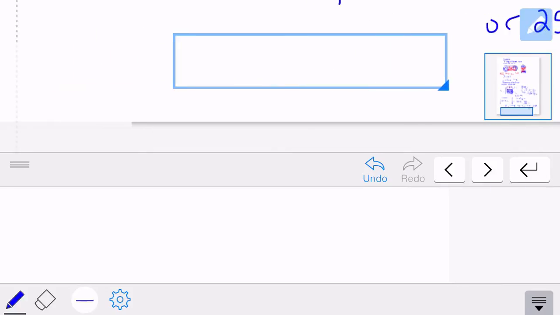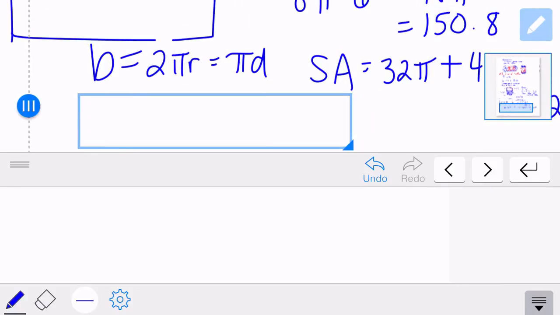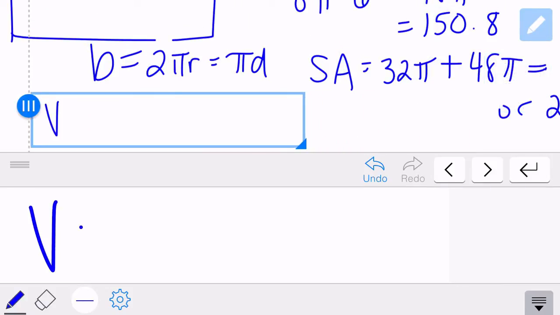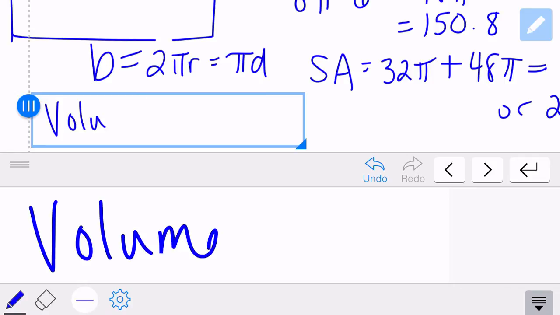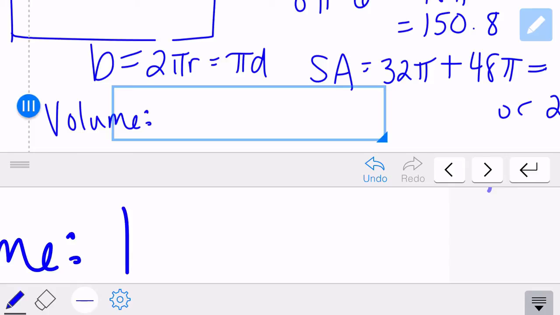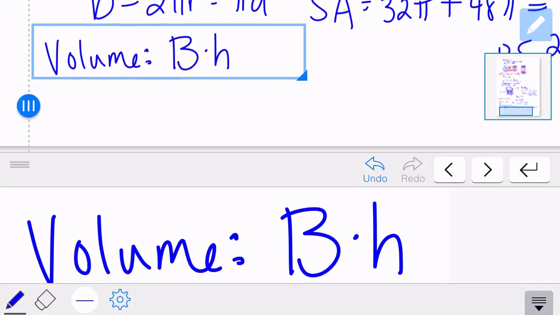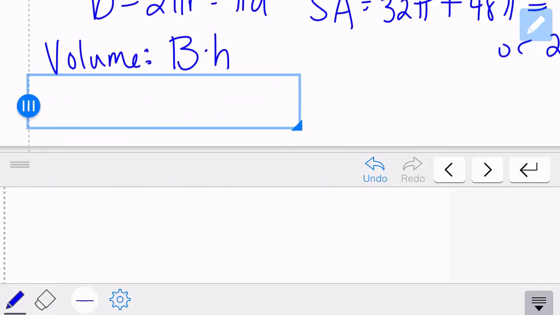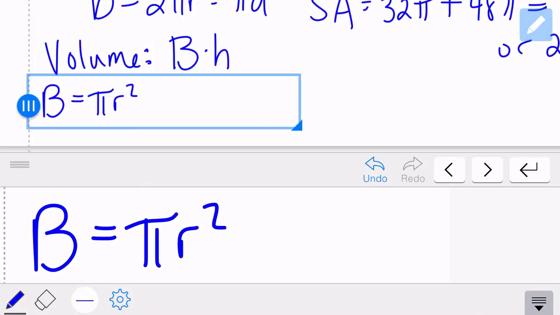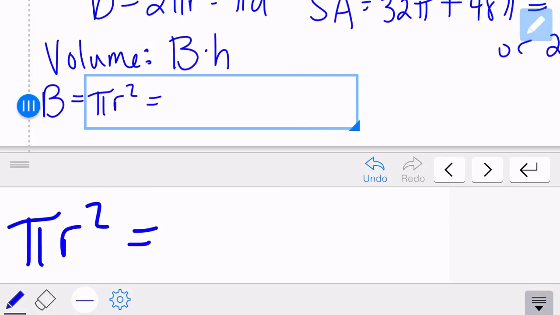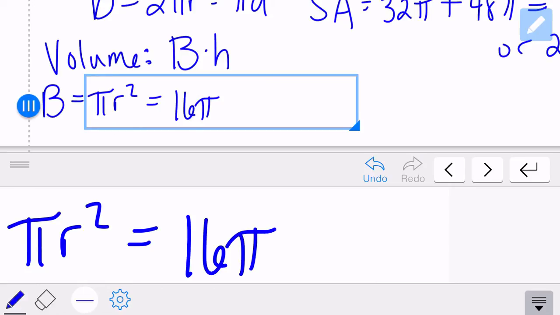All right, now we need to talk about volume, so let's just put that in this little space down here. Volume is not hard. We know the general formula for any kind of prism was base times height, right? It's the same for a cylinder. We need the area of the base, which is a circle this time, times our height. So we know our area of the base, pi r squared, right? And we got that already. We got 16 pi. Okay?